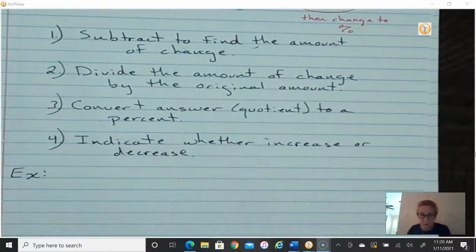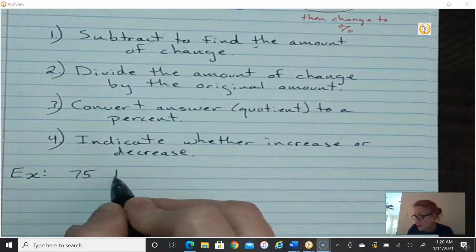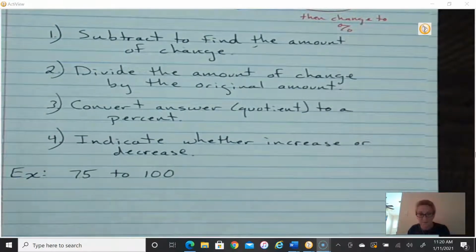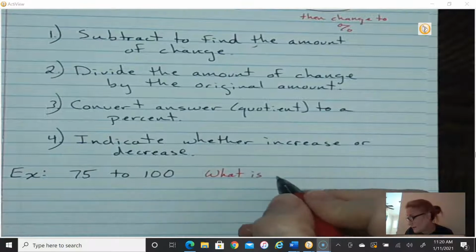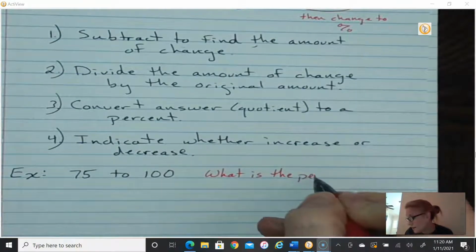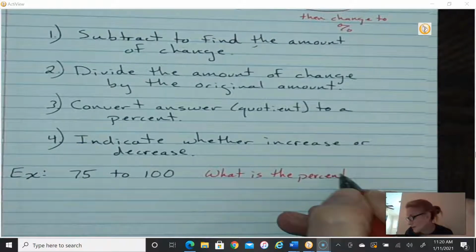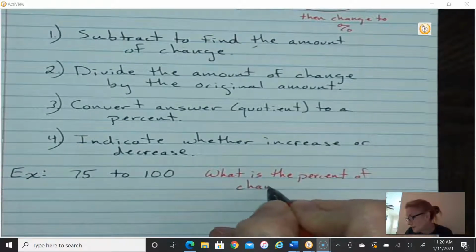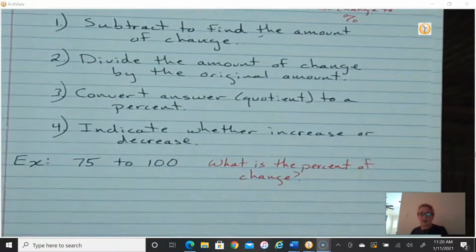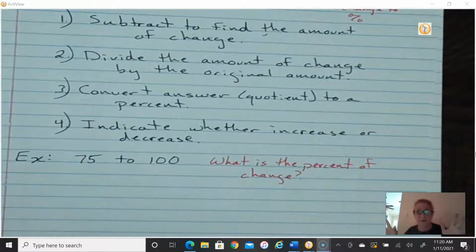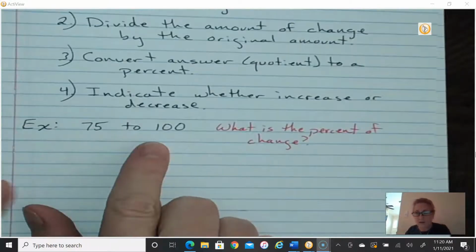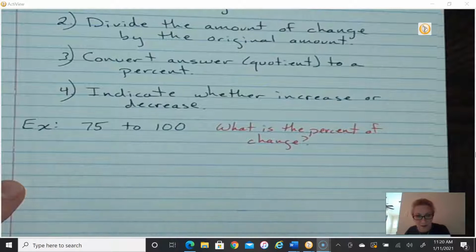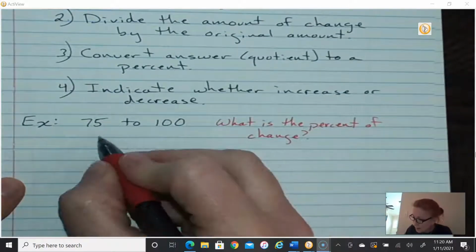All right, so let's do our first example. Let's say we went from 75 to 100, and we want to find the percent change. First of all, did we increase or decrease here? We went from 75 to 100. Is that increase or decrease? We increased.